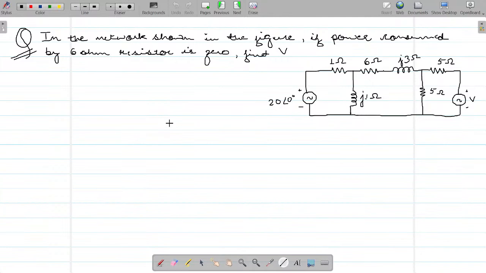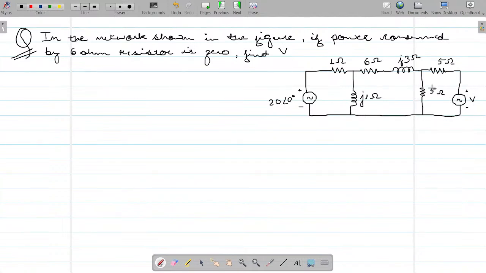In this lecture, the first question is: in the network shown below, if the power consumed by the 6 ohm resistor is 0, find the value of V. Do pardon my figures and diagrams, because I wanted to save time, so I've just used a rough drawing here. The question asks you to find the value of V in this network.